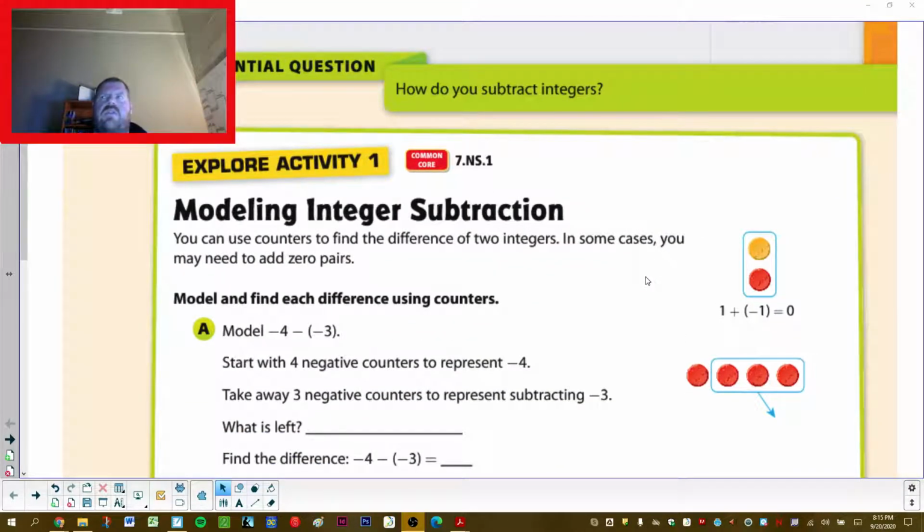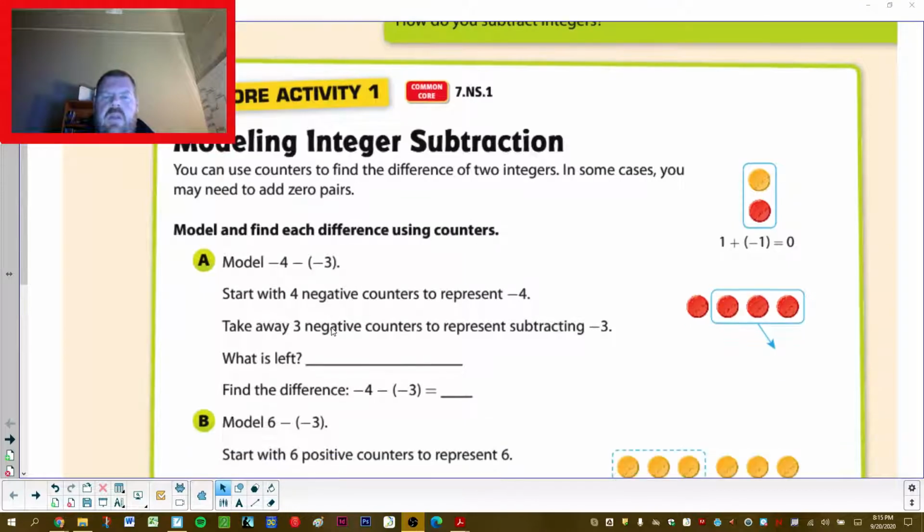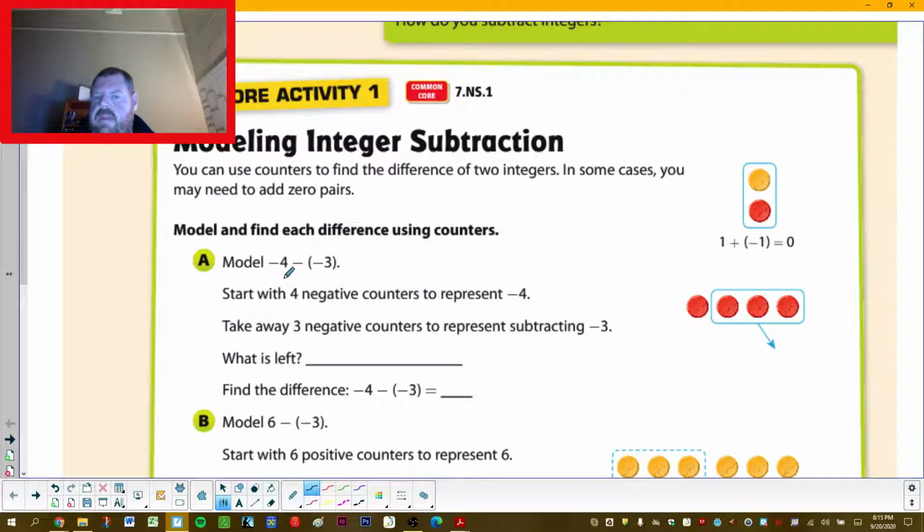Let's go ahead and look at some counter problems for subtracting integers. First off, we're going to use counters. Like I said, we want to model -4 minus -3. So what I do is I start with 4 negative counters. Whenever we're using counters, we're always starting with whatever we have in that first spot. So I've got 4 negative counters here, and I want to take 3 of them away. When I take those 3 away and get rid of them, they are no longer there. They go bye-bye. And what do I have left? I have 1 negative counter.